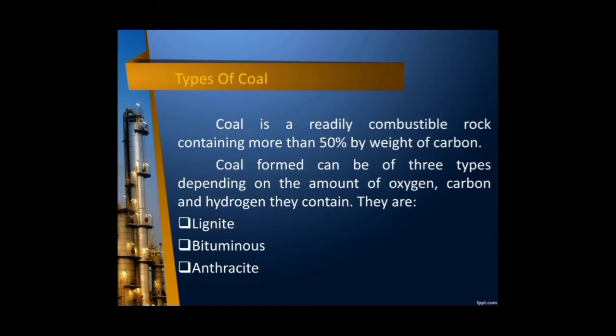Here are the types of coal. Coal is a readily combustible rock containing more than 50% by weight of carbon. Coal formed can be of three types depending on the amount of oxygen, carbon, and hydrogen they contain. They are lignite, bituminous, and anthracite.